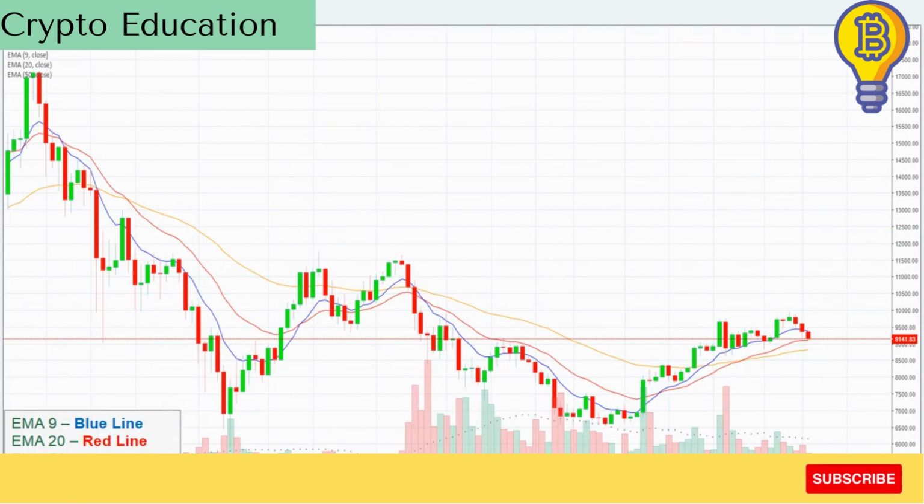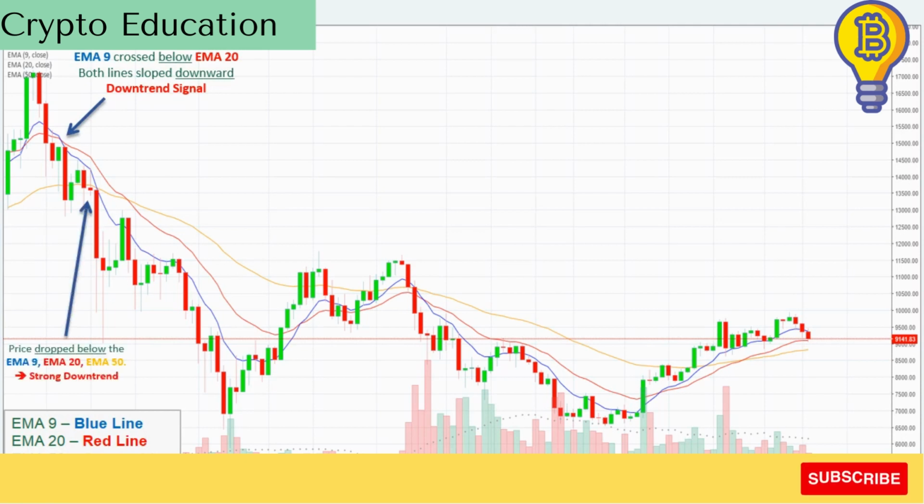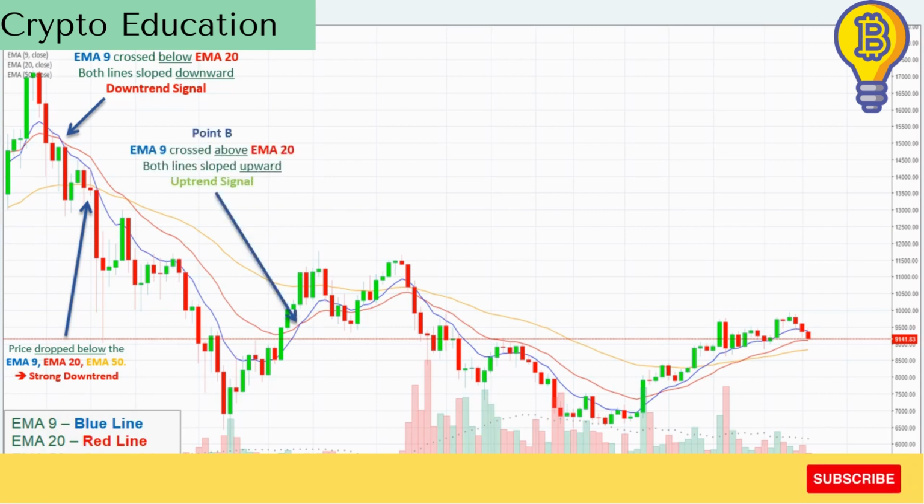Okay, let's have a look at another example. Looking at point A, we have a downtrend signal here when the blue line crossed below the red line, and then the price fell below the EMA 9, EMA 20, and EMA 50, so we could consider this a strong downtrend. The trend reversed when the blue line crossed above the red line at point B, but this was a weak uptrend because the price failed to break up through the EMA 50.